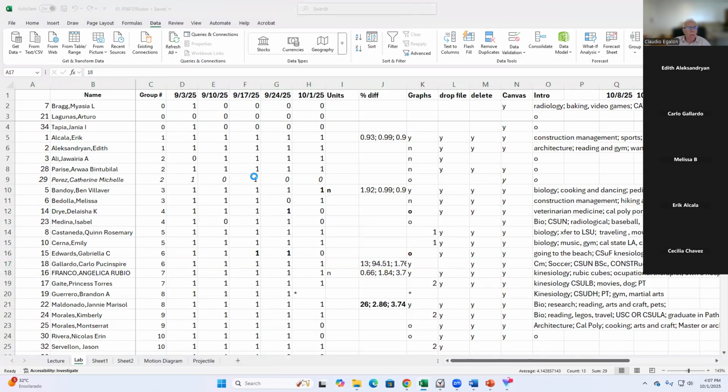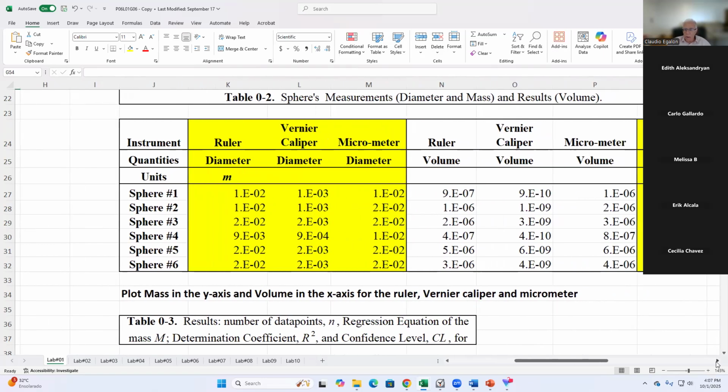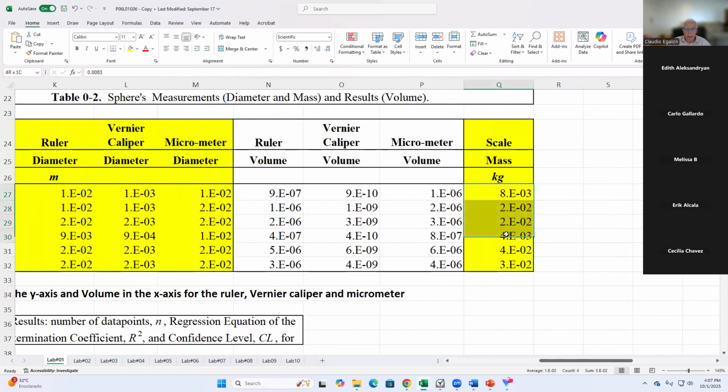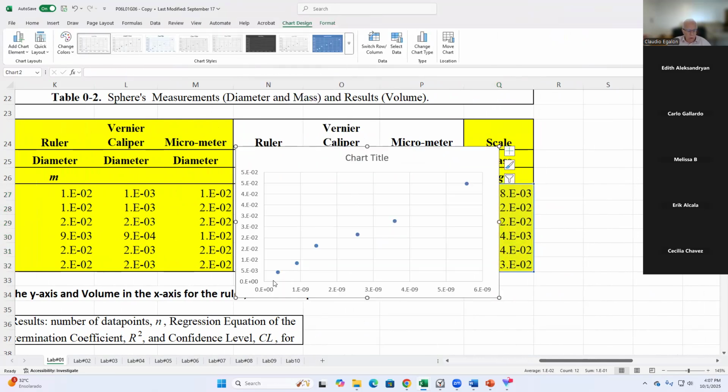Here we go. Here is group number 6 spreadsheet. Okay, I'm gonna plot the mass and the volume of the vernier caliper. We do it for the ruler as well. Insert, let's do it for the vernier caliper first. Okay, so here you go. We have a straight line here. Does your graph look just like mine? Oh, let me check. For which one? For the vernier caliper.